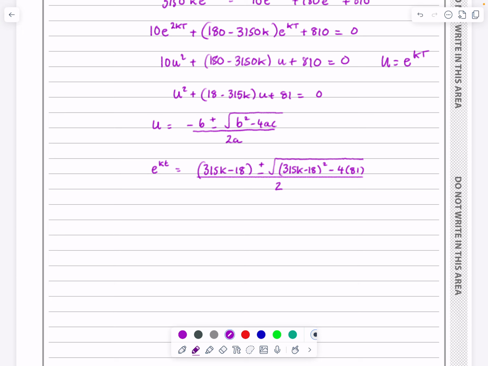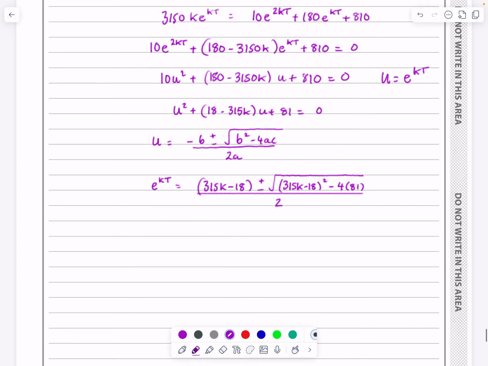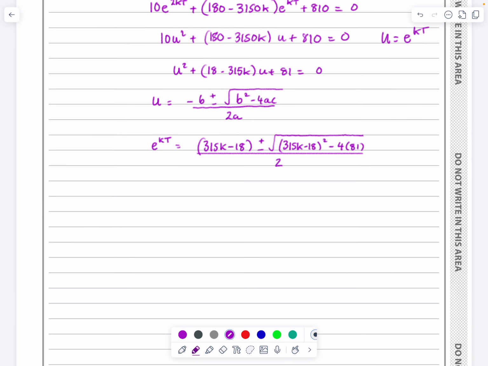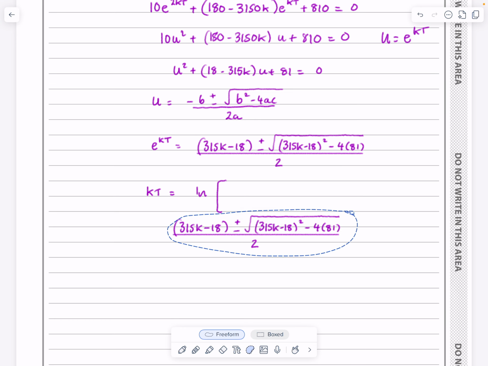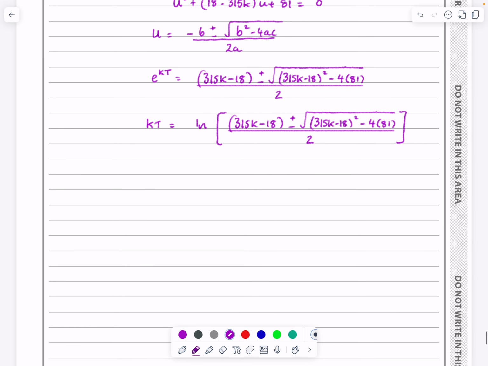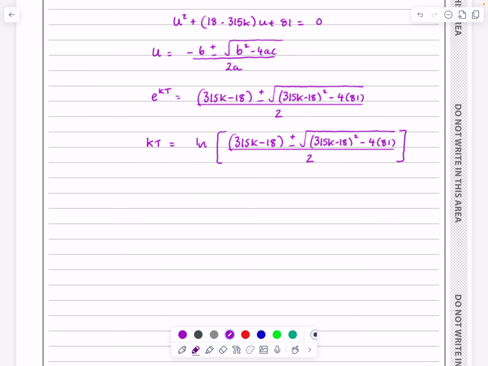So this is e^kT, capital T, is equal to that, just checking I haven't used the small t anywhere further up. So kT is just the log of all of that. Cheat using iPad here. And now just sub in that k is equal to a 15th log 2.